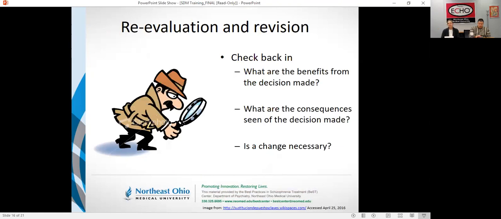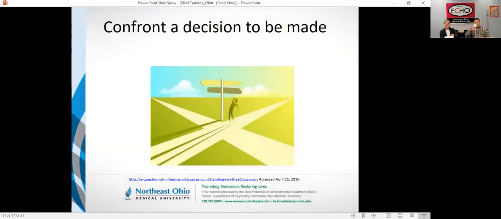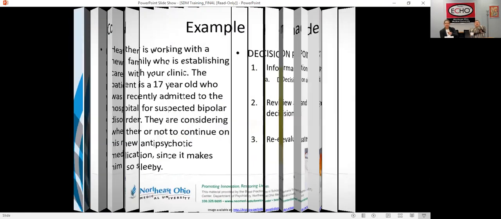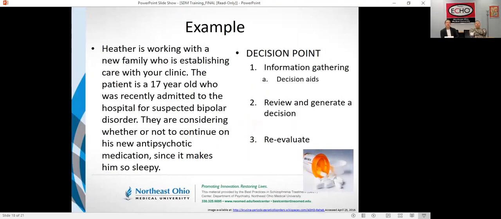And then looking at whether or not a change would be necessary. Should we continue on this path, or do we need to go back and potentially look at a different option? So I included at the end here just an example. So Heather's an individual who's working with a brand new family that's establishing care in your clinic. So the patient is a 17-year-old who was recently admitted to the hospital for suspected bipolar disorder.